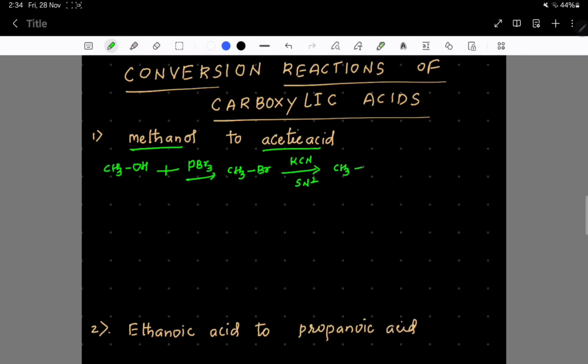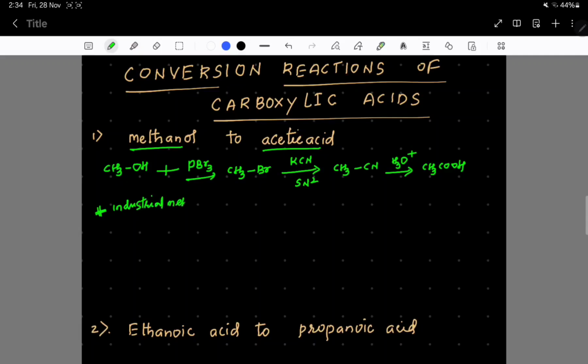Now this CH3Br on reaction with potassium cyanide, followed by the SN2 process, we will get CH3CN as a product. Now this CH3CN on hydrolysis will give acetic acid as the product. This is one preparation method, the laboratory method. And one more method is there, called the industrial method.